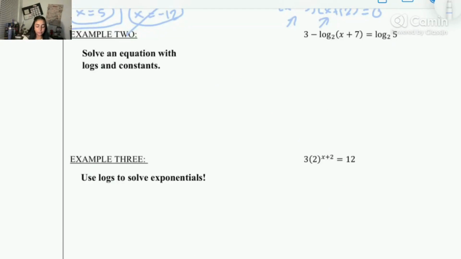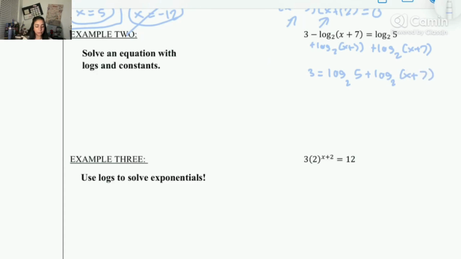Okay, now here we're essentially doing the same thing, except now we have constants, so it gets a little bit more complicated, but here we see that both of these logs have the same base of 2. So let's just get all of those to one side first. So we can add log base 2 of x plus 7 on both sides. And now we have 3 equals log base 2 of 5 plus log base 2 of x plus 7.